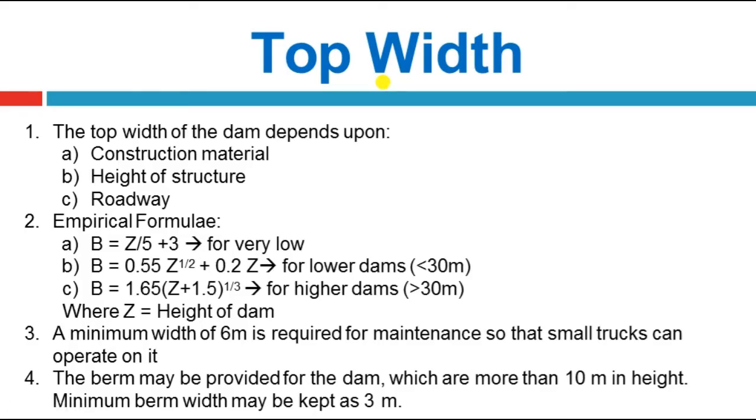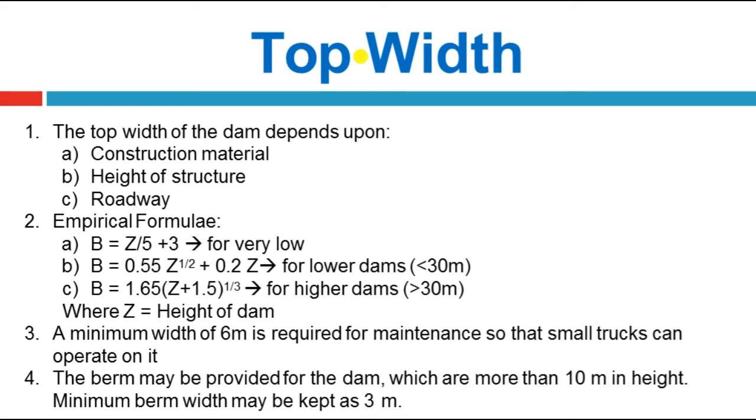Now top width. How can we select the top width? It depends on the construction material, height of structure and the roadway. The empirical formula for the top width is B = Z/5 + 3, where Z is the height, for very low heights. For lower dams, up to 5 to 30 meters, we can use B = 0.55 Z^(1/2) + 0.2 Z.